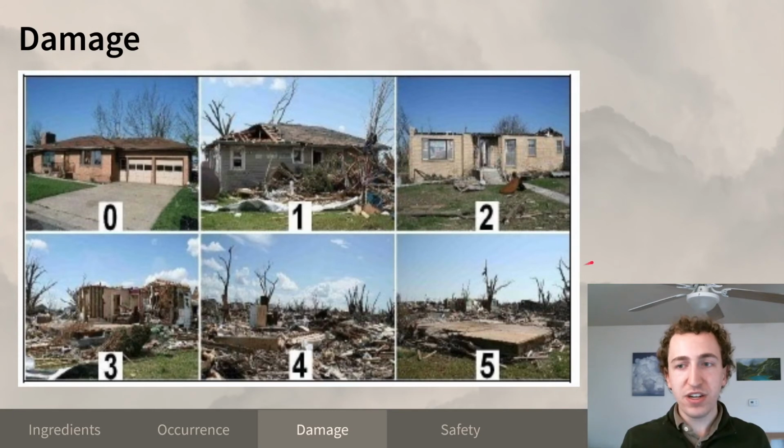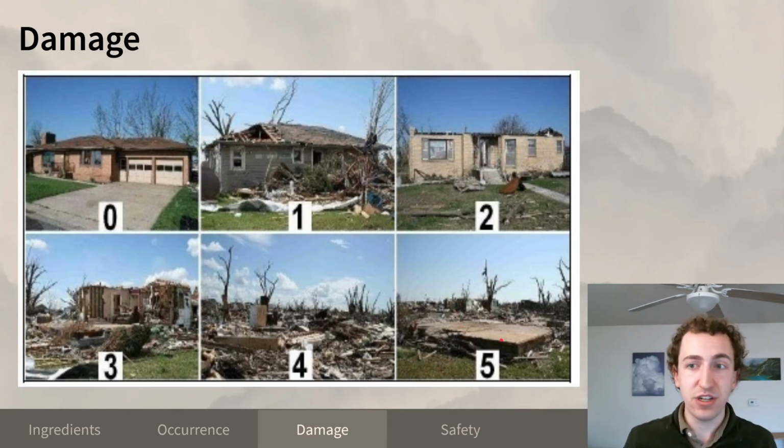If you want an actual picture of what this looks like for a well-built home, of course, the Enhanced Fujita scale actually takes into account building and construction quality. You can see the progression from EF0 to EF5, where EF0 is just very minor damage, things that are loose coming off, shingles being blown off, to EF5, where it's basically wiped clean off of foundations.